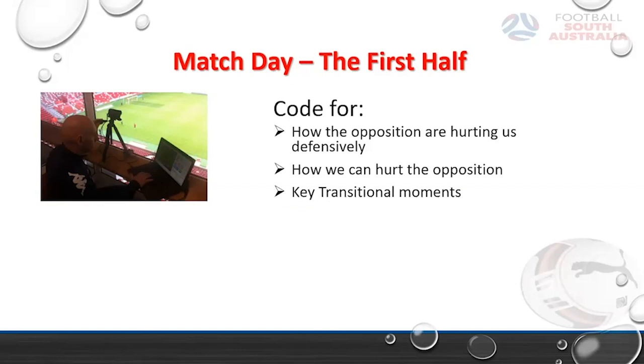Can you look around some of the key transitional moments? Once you've lost the ball, how you can get back into your shape quickly and stop them hurting you, or on winning the ball, maybe identify areas where they're slow in transition that you may be able to hurt the opposition. And then any special moments that occur, anything that you see time and time again in the first half that you think you need to present for the players.